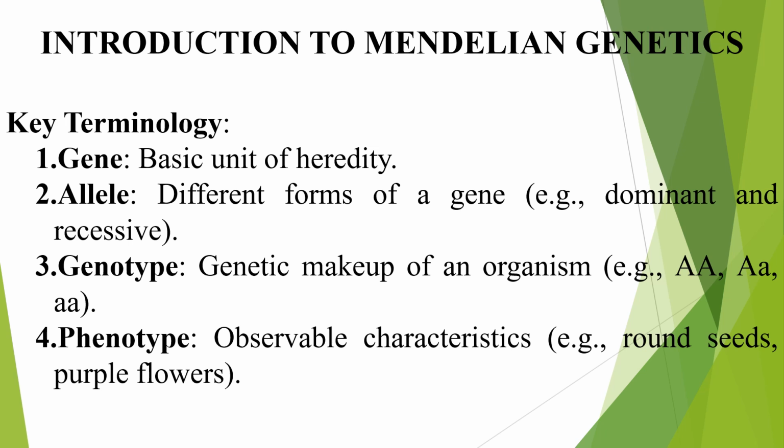Key terminology. 1. Gene, basic unit of heredity. 2. Allele, different forms of a gene. Example, dominant and recessive. 3. Genotype, genetic makeup of an organism. Example, capital A capital A, capital A small a, and small a small a. 4. Phenotype, observable characteristics. Example, round seeds, purple flowers.